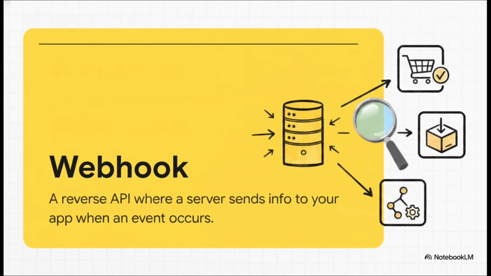Take heavy hitters in the tech industry like Stripe, Shopify, or GitHub. The absolute second a payment succeeds, a customer buys a shirt, or a developer pushes new code, their servers reach out directly to yours. It's almost like having a VIP hotline.